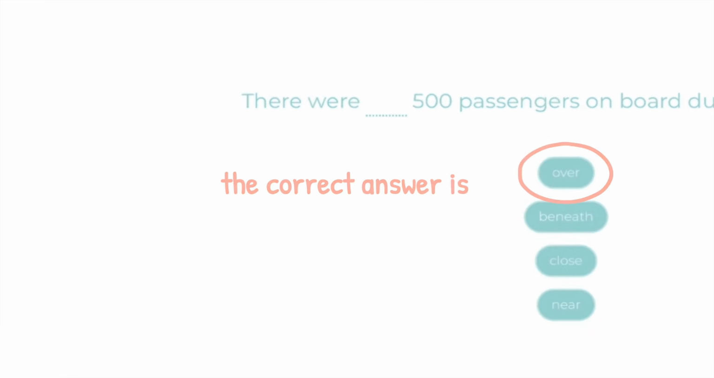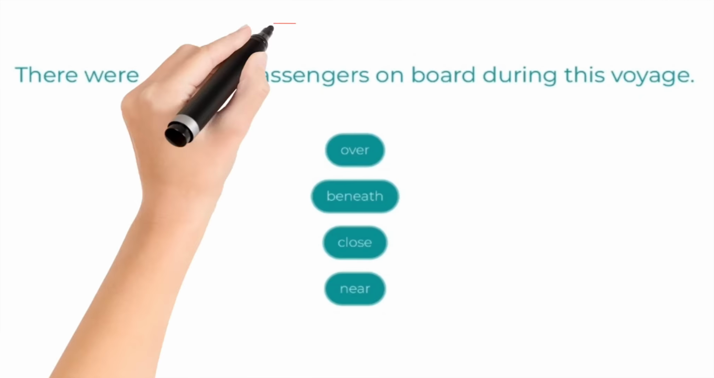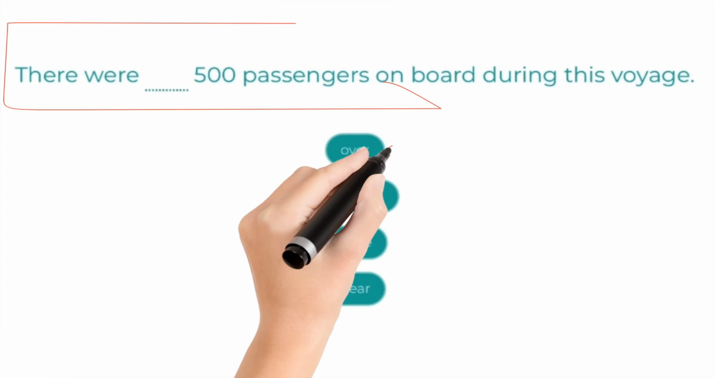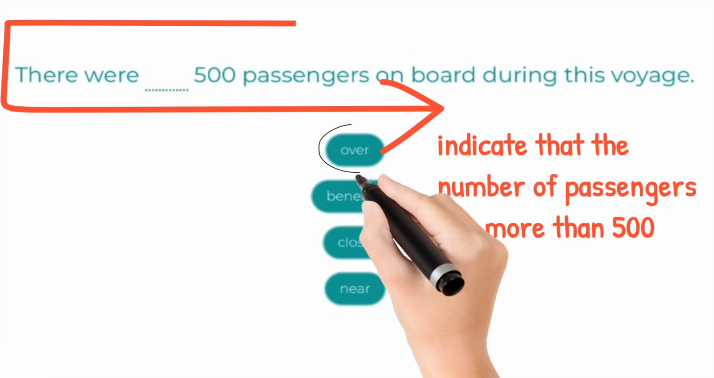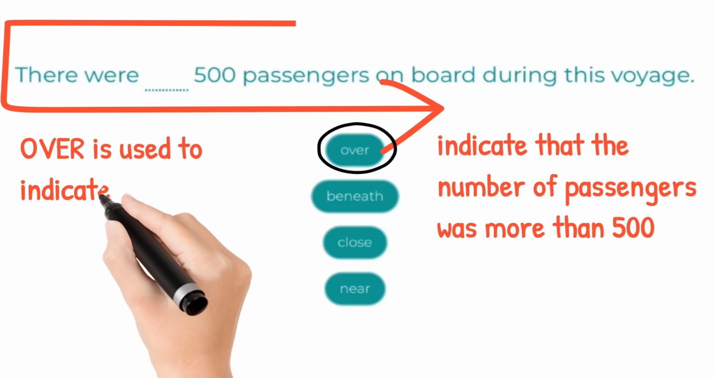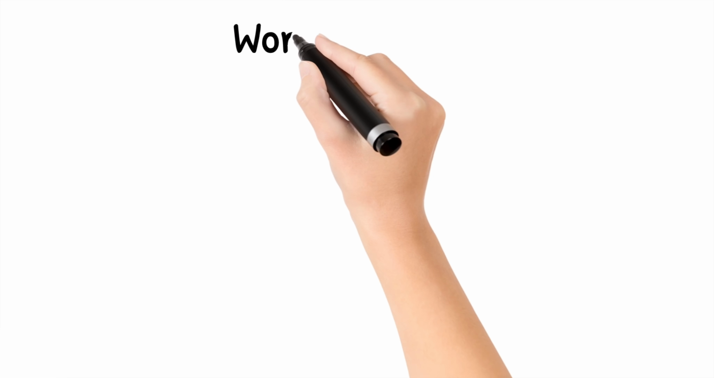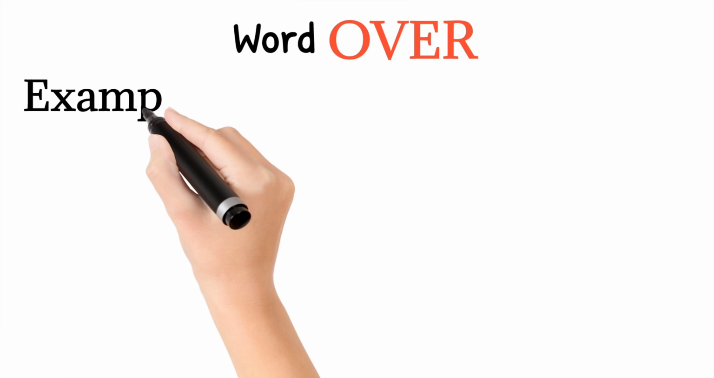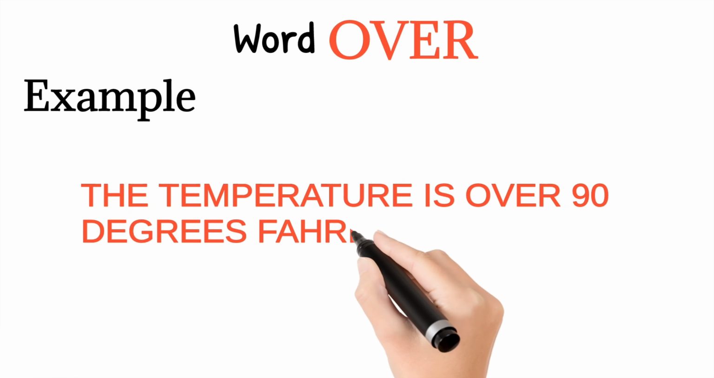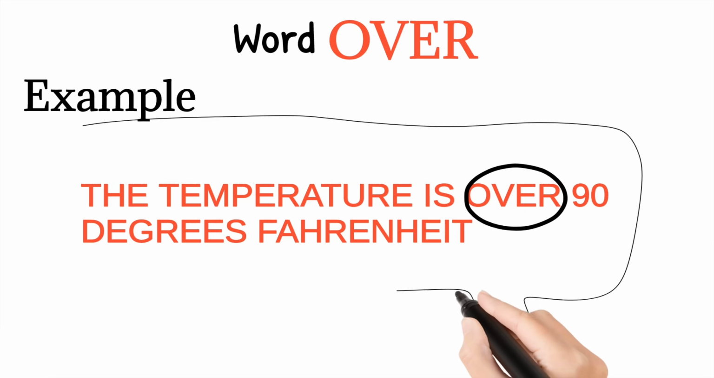So let me try to explain again. The sentence, there were over 500 passengers on board during this voyage, indicates that the number of passengers on board was more than 500. So the word over is used to indicate a quantity that is greater than a certain number or amount. For example, the temperature is over 90 degrees Fahrenheit.